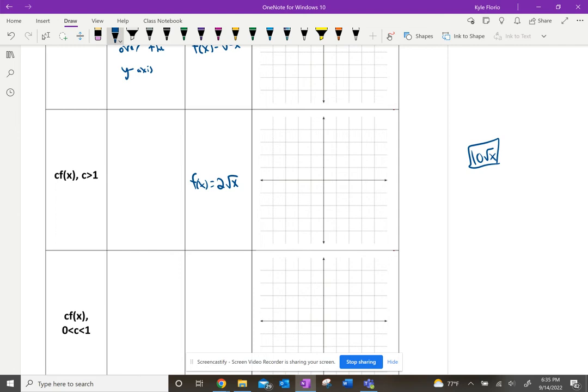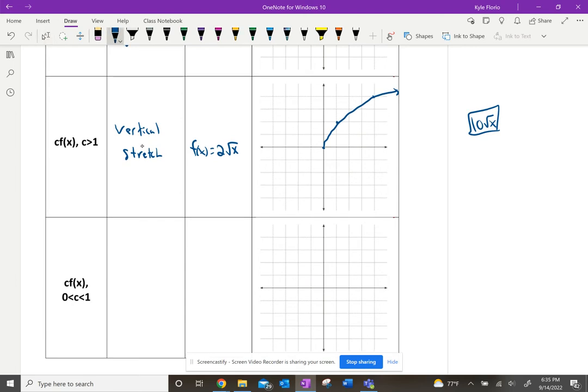But if I do 2 times the square root of x, that's going to be a vertical stretch. It's just going to double the height of all your points. So if my points were going to be here, instead of being 1, it's going to be twice as high. Instead of being 2, it's going to be 4. And it's just going to stretch it up. It just doubles everything.